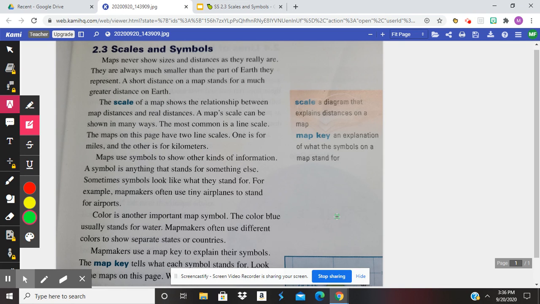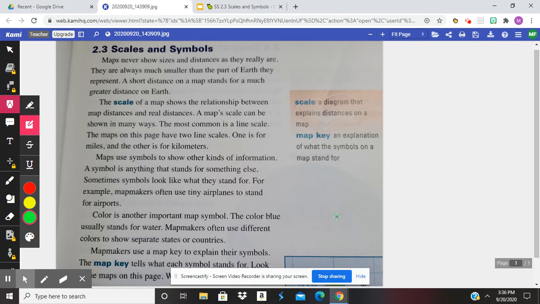Maps use symbols to show other kinds of information. A symbol is anything that stands for something else. Sometimes a symbol looks like what they stand for. For example, map makers often use tiny airplanes to stand for airports.